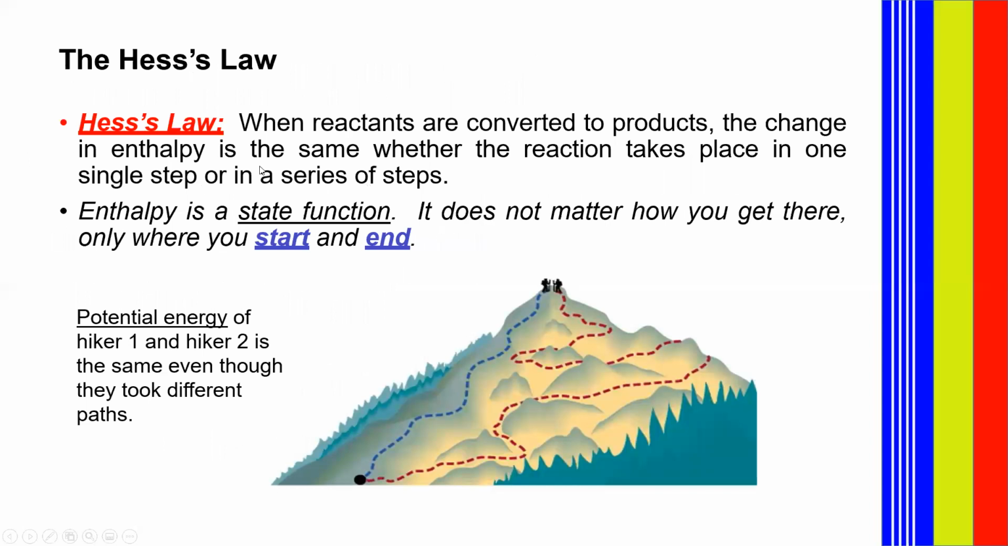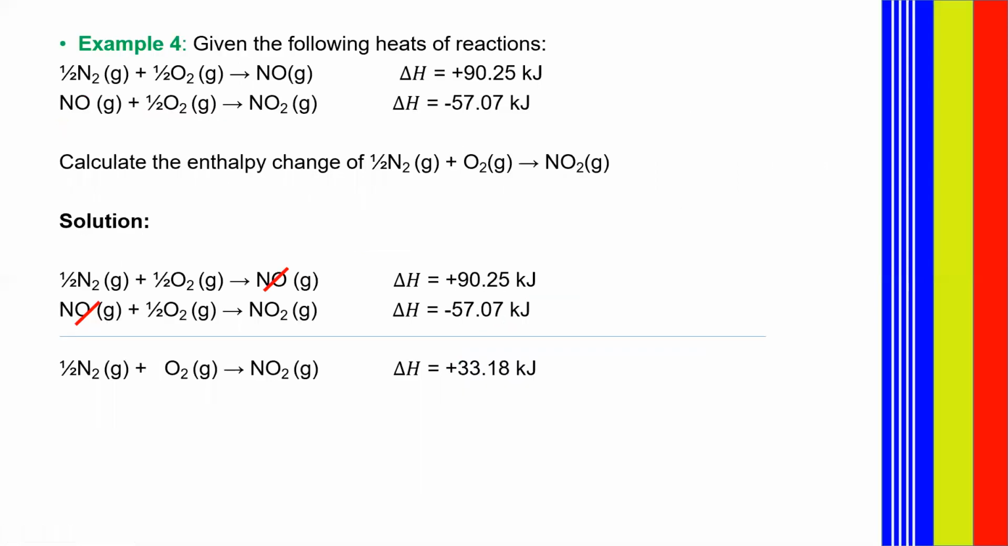It's just like Hess's law. When the reactants are converted to products, the change in enthalpy is the same whether the reaction takes place in one single step or a series of steps. So it's a state function. It does not matter how you get there. What you need to know is only the initial and the final state. All right. And so you have something that looks like a simultaneous equation.